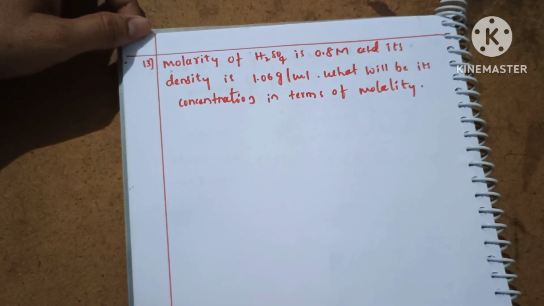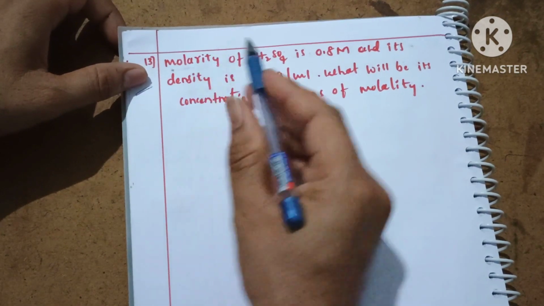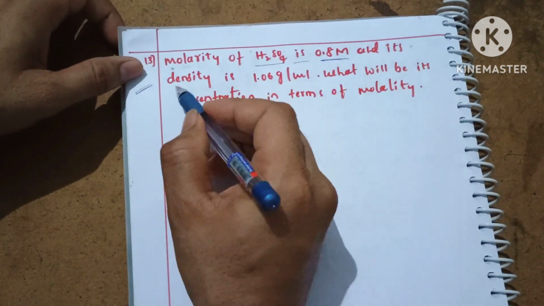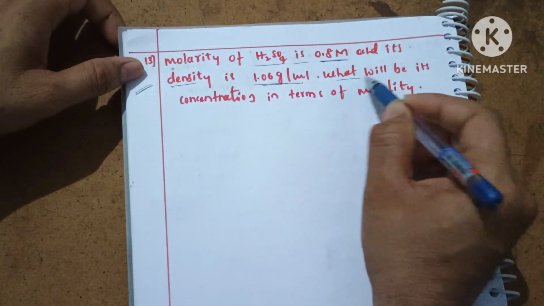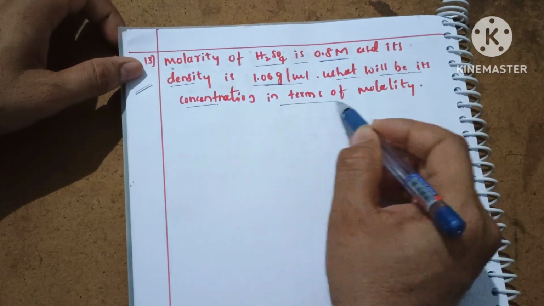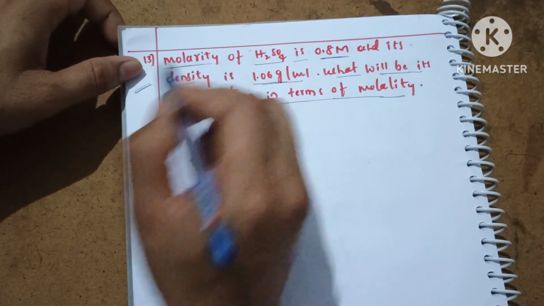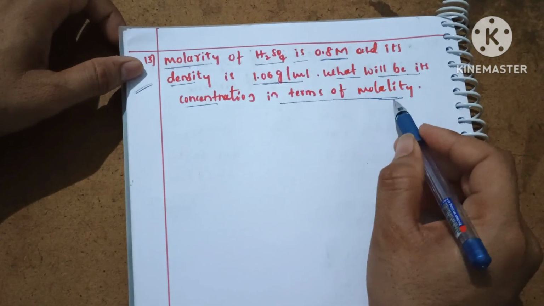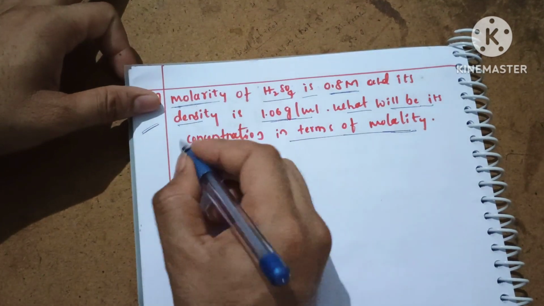So now, the last numerical of today's class is a very important numerical. Just see here. Molarity of sulfuric acid is 0.8 M and its density is 1.06 gram per ml. What will be its concentration in terms of molality? Best question, why? Because he has given molarity and is asking molality. Let me write the data and we will solve it now.